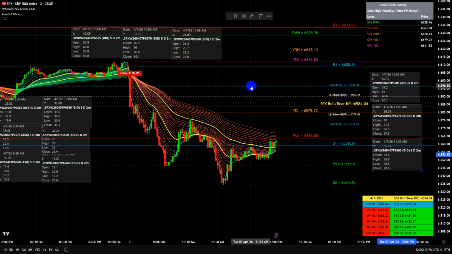Okay, so before we go on to the XSP chart and look at the trades on the SPX mini index, and also finally look at the SPY index, the SPY ETF.